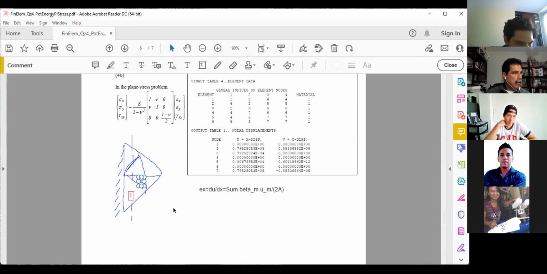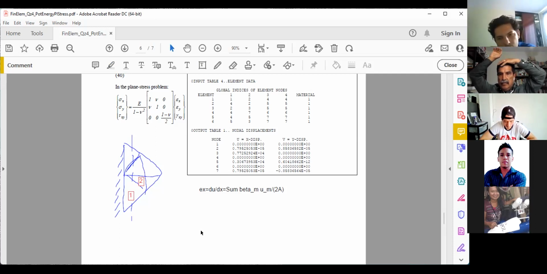There. What do you think? If you compare the strains between element 1 and element 2, which one is going to be larger? Strain 2. Why? It's closer to the concentrated force. Exactly, it's aligned.